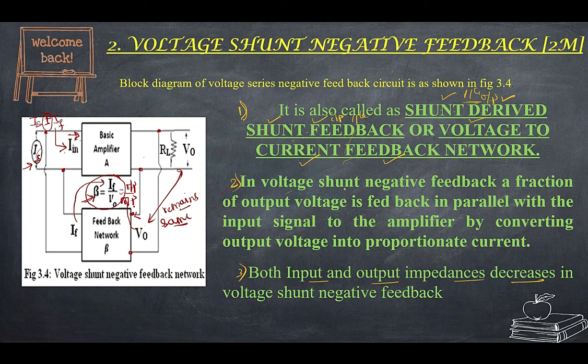Coming to this, in voltage shunt negative feedback, I am converting the output voltage into current, feedback current, and only a portion of this I am giving. So in voltage shunt feedback, a fraction of output voltage is fed back in parallel with the input signal to the amplifier. You can see here, by converting output voltage into proportionate current.